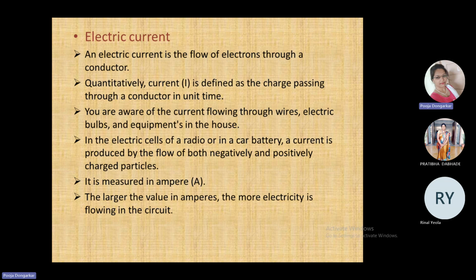In electric cells, radio, and car battery, current is produced by the flow of both negatively and positively charged particles. Without these particles, electric current does not flow or work. Current is measured in ampere.